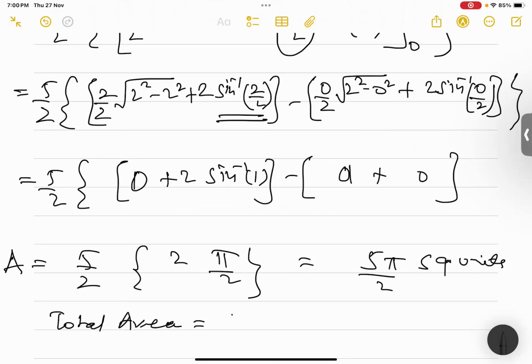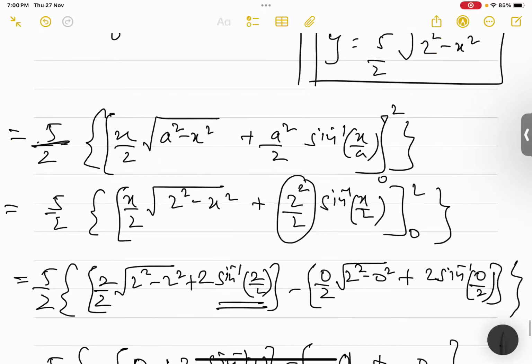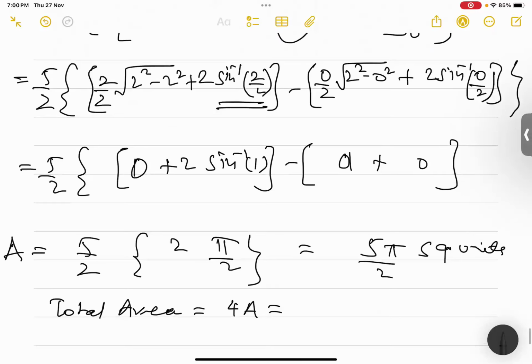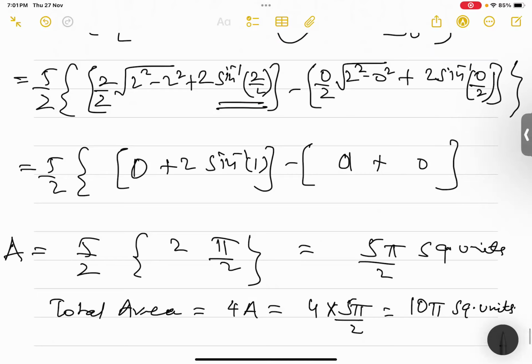Total area is 4a, because the diagram is symmetric. Total area is equal to 4a. 4 into 5 pi by 2, that is 10 pi square units. You should write, the figure is symmetric. You should always write that.